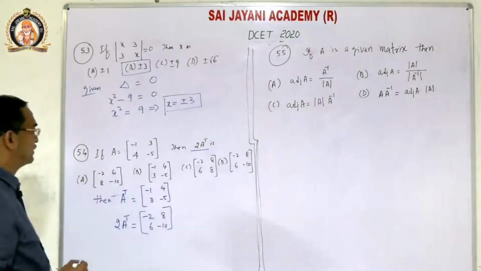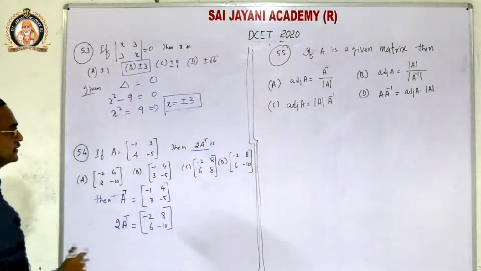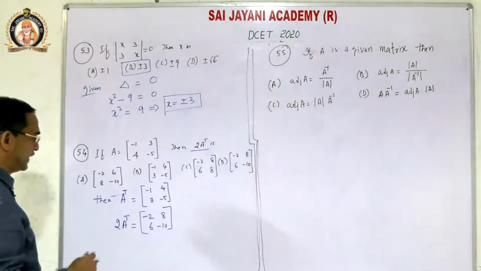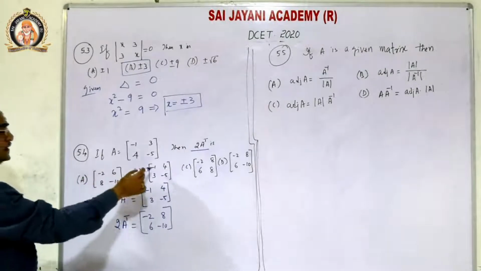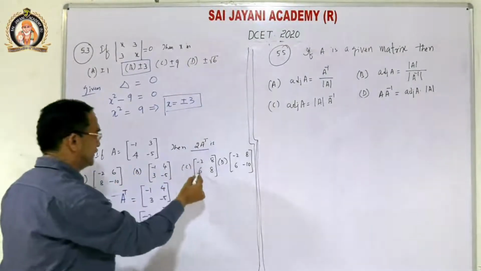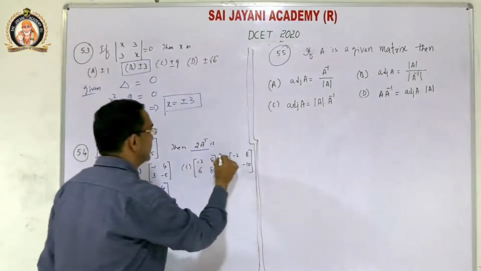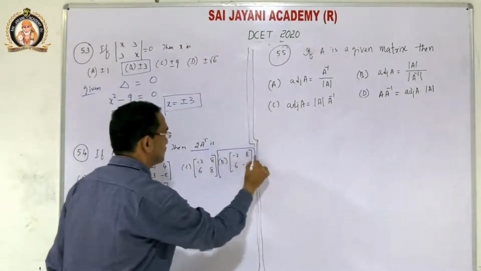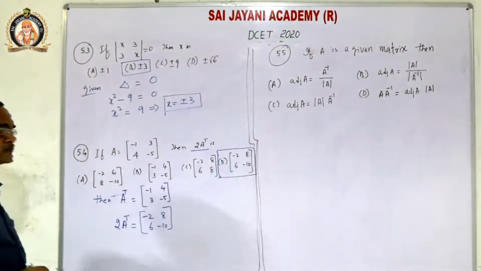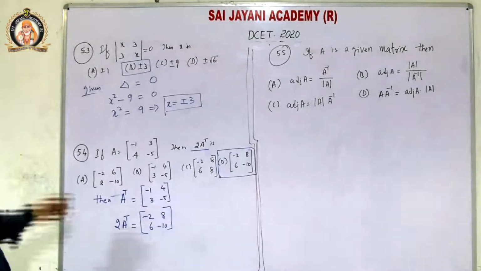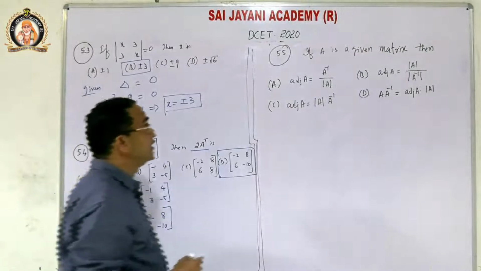So now we can find out which is the right answer out of these 4, A, B, C, D. The answer is minus 2, 8, 6, minus 10. Minus 2, 6 is not here. This is also not. This is right, but the 6 is right and this is wrong. The only one is D, which is the right answer for this problem. Minus 2, 8, 6, minus 10 is the right answer. Okay, question number 53 and 54 are over. Now we shall come to question number 55.